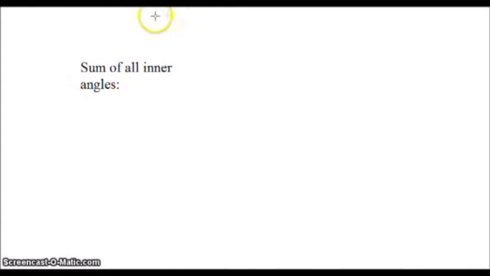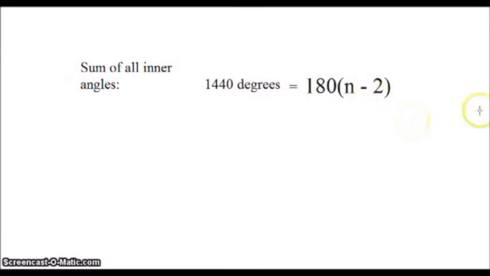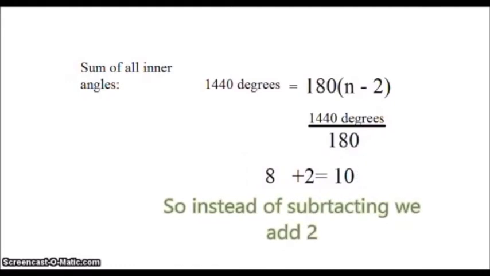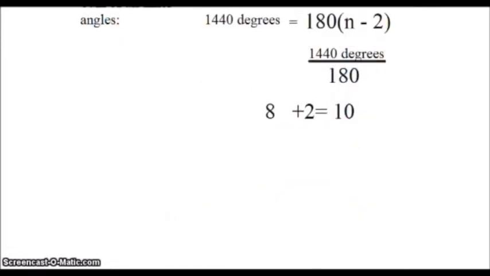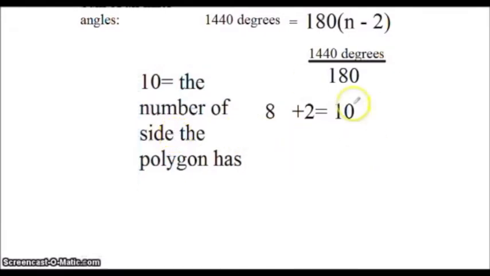So here we need to know what the interior angles are. So we know there's a polygon and all the interior angles equal 1,440 degrees. And that equals our formula, which is n minus 2 times 180. So now we have to find what n is. To do that, first you take 1,440 degrees divided by 180, which is 8. Then you do 8 plus 2, which equals 10. And 10 is the number of sides this polygon has.